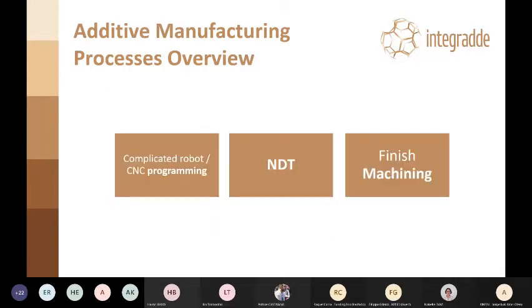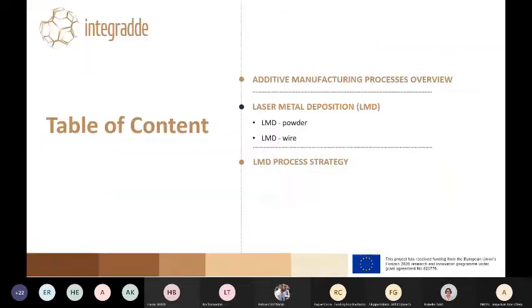The main drawbacks are, first, that it needs a complicated robot and CNC programming. Also, it has to be analyzed by NDT technologies to check for the appearance of defects like cracks, porosity, and so on. And in most cases, it needs post-processing, mainly some finishing, for example, some machining, polishing, or blasting to get a good surface.